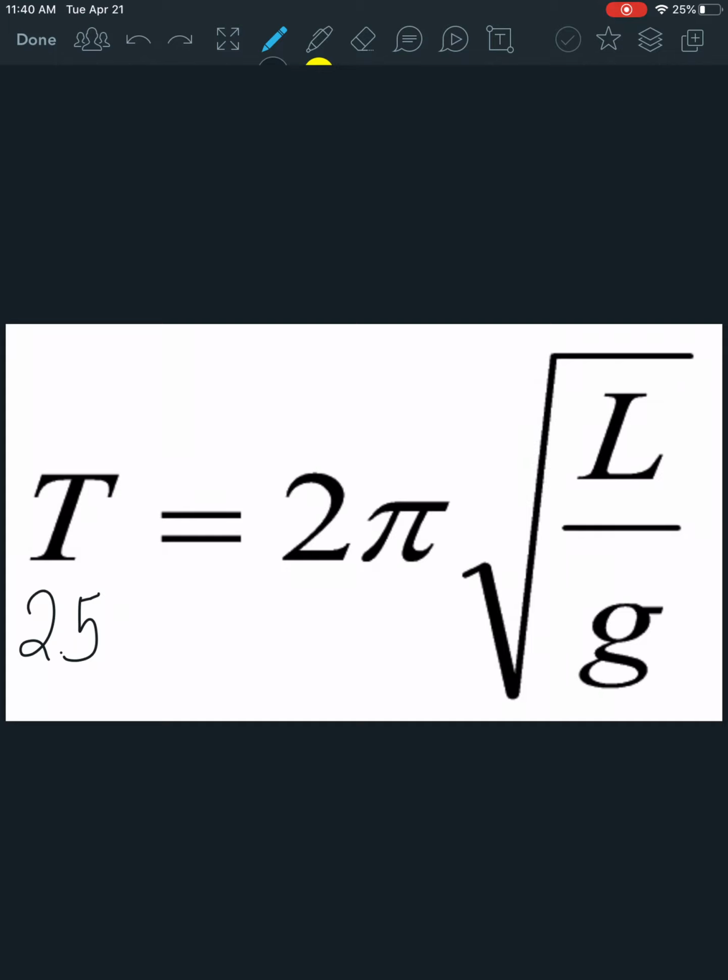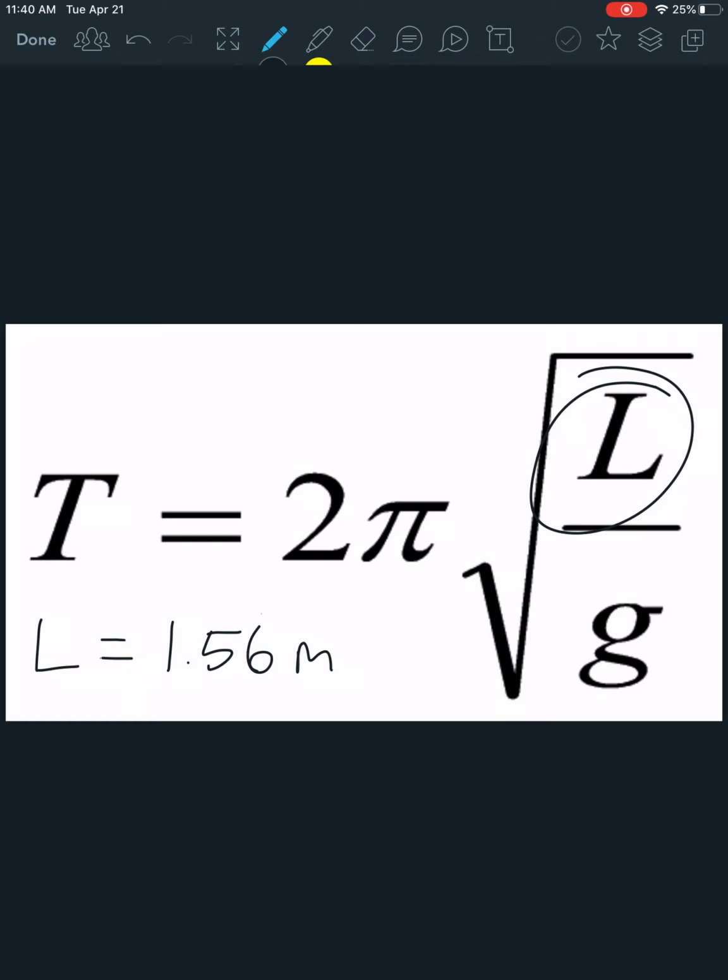The first thing to do to solve for L would be to divide both sides by 2 pi. After doing that, you would square both sides of the equation. And then lastly, you would multiply by g. If you do it correctly, you'll get the minimum length for the pendulum that we were talking about, so that the error is minimized. For 2.5 seconds for the time, you actually get about 1.56 meters for the length of your pendulum.